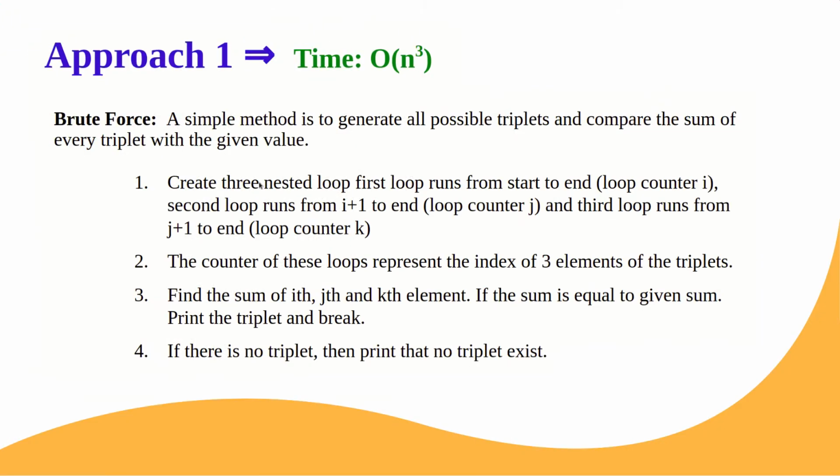Previously we discussed approach 1, which, as you can see, was not very time efficient. It was order of n cube. This was the most basic, or brute force, approach. Why brute force? Because we were just finding all the possible triplets, all the possible groups of 3 elements, and we checked whether the sum equals the given value. If any such triplet exists, we returned true, else we returned false.